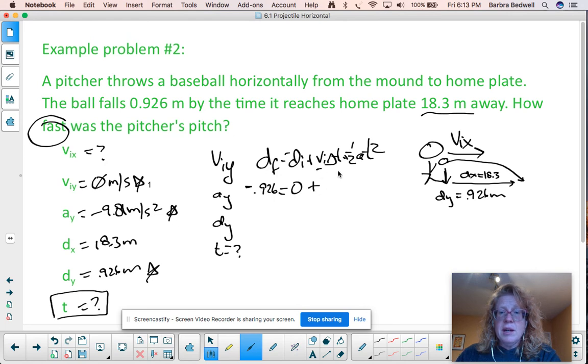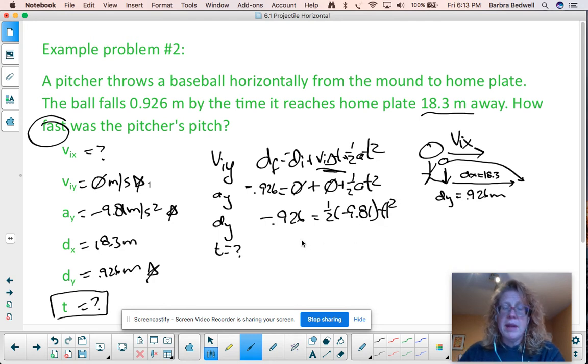Vi delta t. Well, Vi is pretty much always 0 in these things, so I know that one's going to be 0. Plus 1/2 AT squared. What do we know about this particular thing? Well, we know what A is. So negative 0.926 equals 1/2 times negative 9.81 times t squared. Sorry, I kind of mangled that.